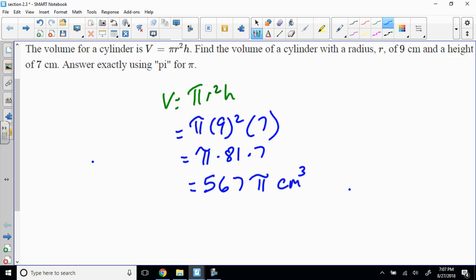You're right. Yeah, 567 pi cubic centimeters. Questions? It's just a chug and plug. You substitute the stuff in, evaluate it, and just leave it in terms of pi. Any questions? They probably won't have you do that for the units, but that's just good math to put the units.